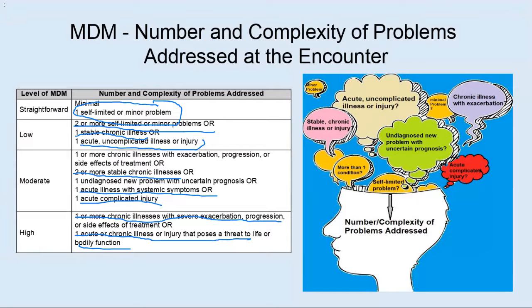Now the other one, under moderate, is 1 undiagnosed new problem with uncertain prognosis. So they don't know what the problem is. They're not sure how to treat it. They're not sure what's going to happen. That automatically is moderate.